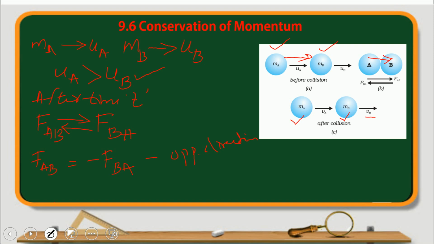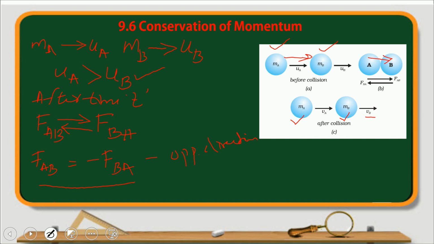Due to this, marble A applies a force on marble B. By Newton's third law of motion, marble B applies an equal and opposite force on marble A. So it can be represented as FAB is equal to minus FBA. The negative sign shows that the force is in the opposite direction.